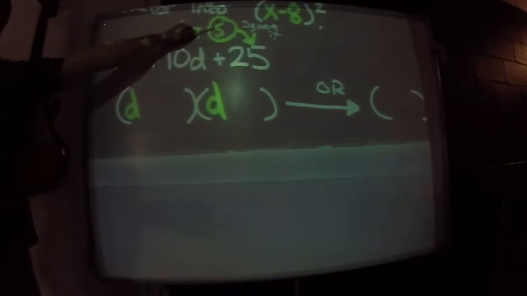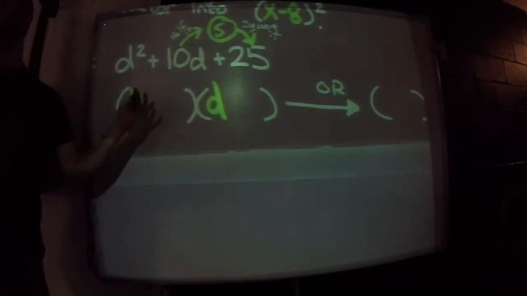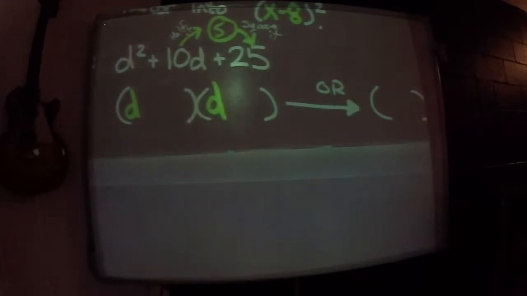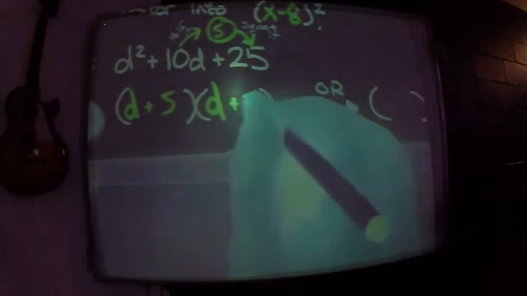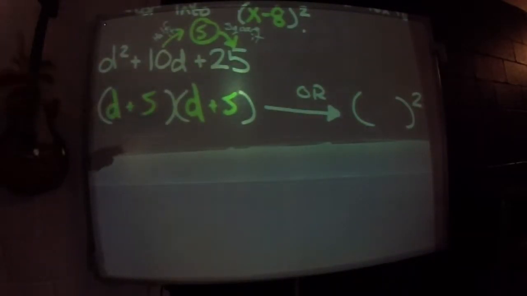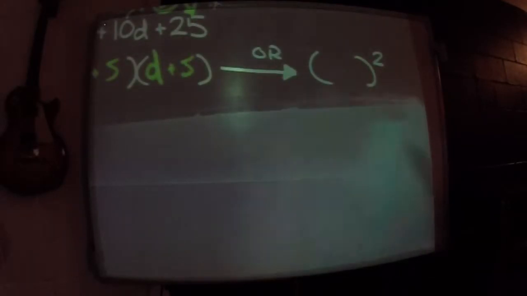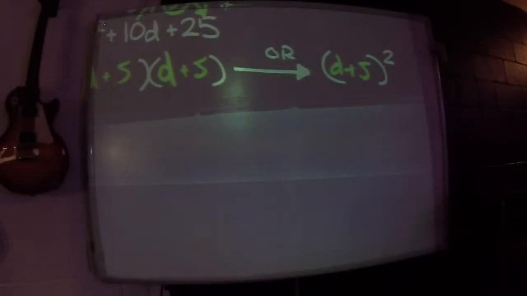That little number I've circled is the number that goes here and here. So it's not x plus 5, it's d plus 5, d plus 5. And this is an answer that you might see, or you might just see it as d plus 5 squared, just like that.